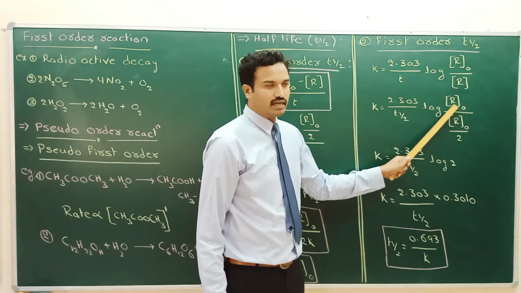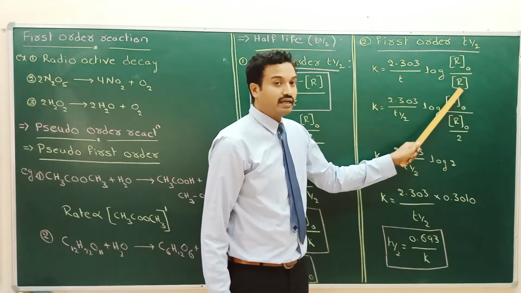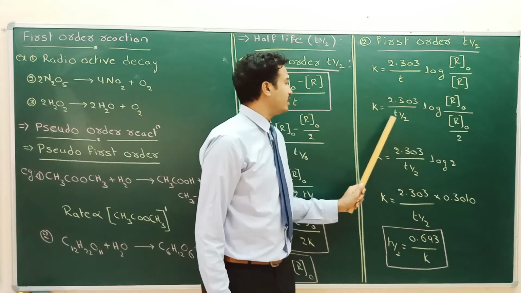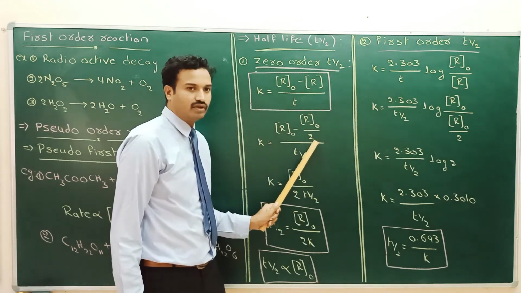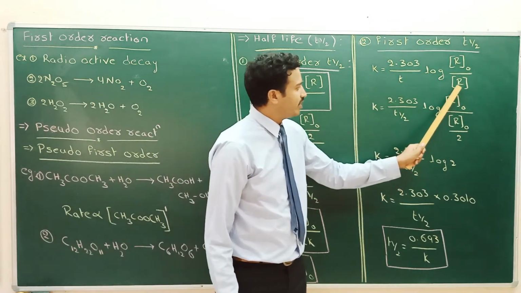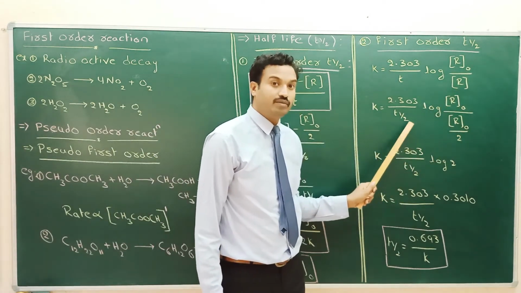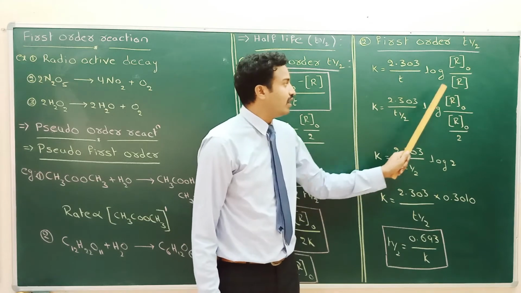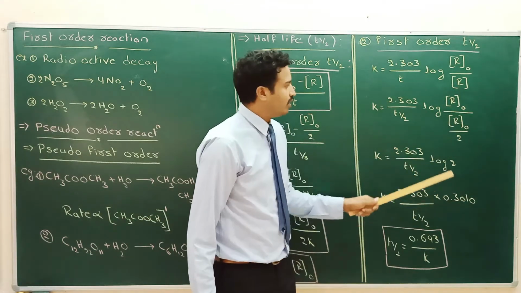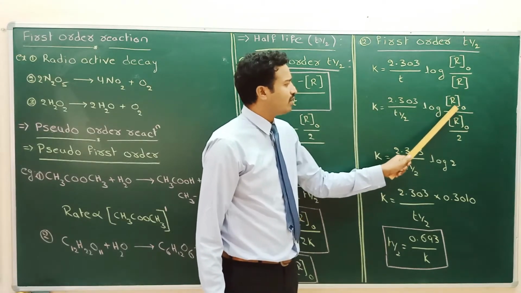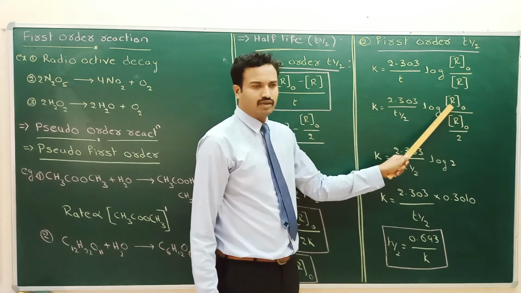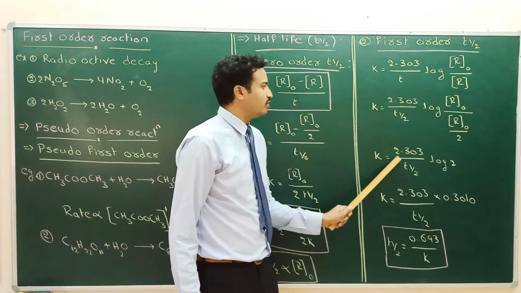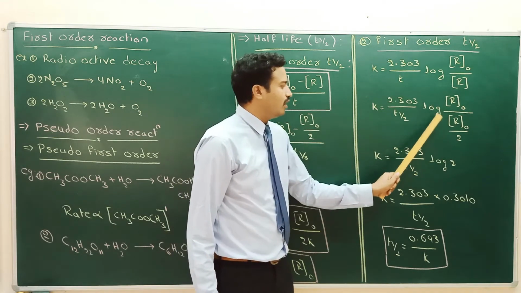Initial concentration is 100%. The reactant concentration at t half we already discussed: it is equal to R naught by 2. So when the time is t half, R is R naught by 2. Now here log R naught by R naught by 2, then R naught gets cancelled, 2 remains. Then K is equal to 2.303 by t half log 2.